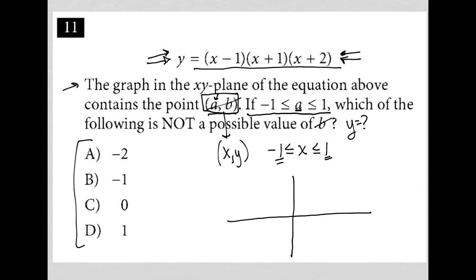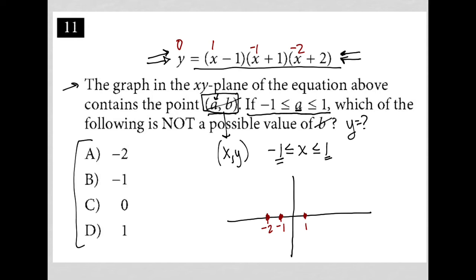I know some very important points here. I know my x-intercepts. I know that the way in which y equals 0 is if x were equal to +1, right? Because that would go there. If x were equal to -1, because that would make everything here 0. Or if x equaled -2, because that would also make y equal to 0. So I have x-intercepts at -1, -2, and at +1.